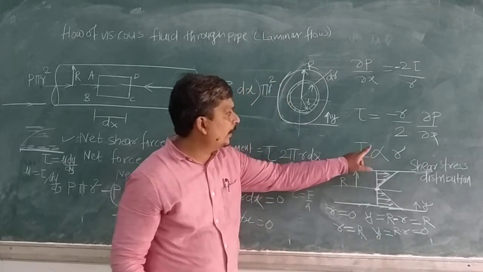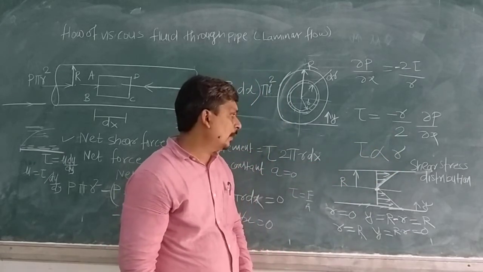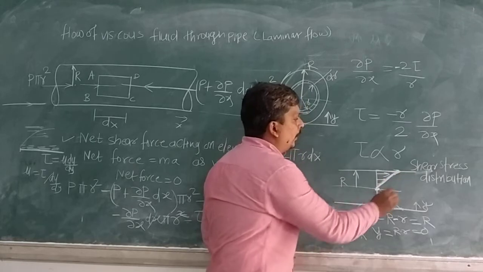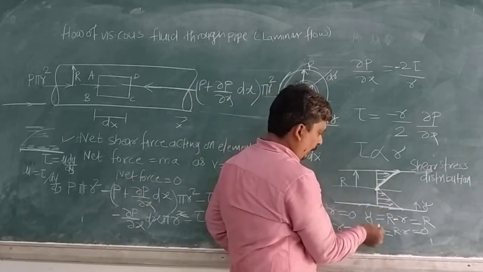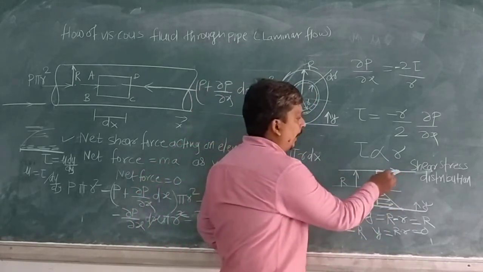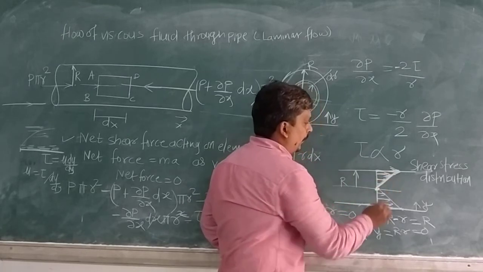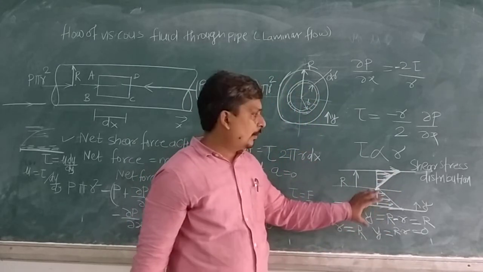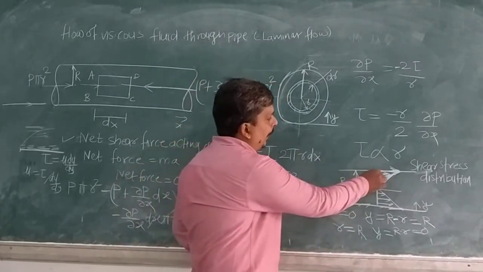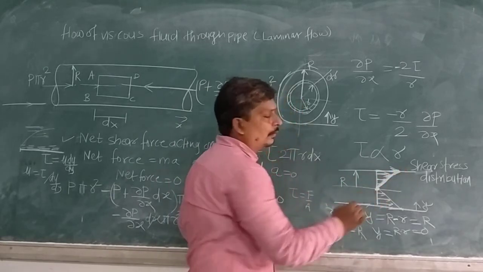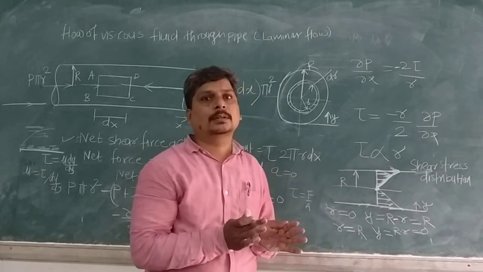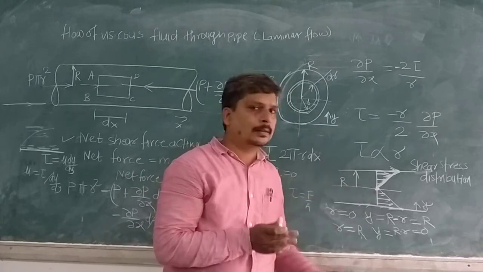So shear stress we can see here, shear stress is proportional to r. So maximum shear stress will be at the wall. Here we have shown shear stress goes on increasing along the small r. So r goes on increasing, and at the wall maximum shear stress is there. Towards the center it goes on decreasing. So this is the shear stress distribution for flow through the pipe. It varies linearly from center to the wall of the pipe. Maximum shear stress will be at the wall and minimum will be at the center.